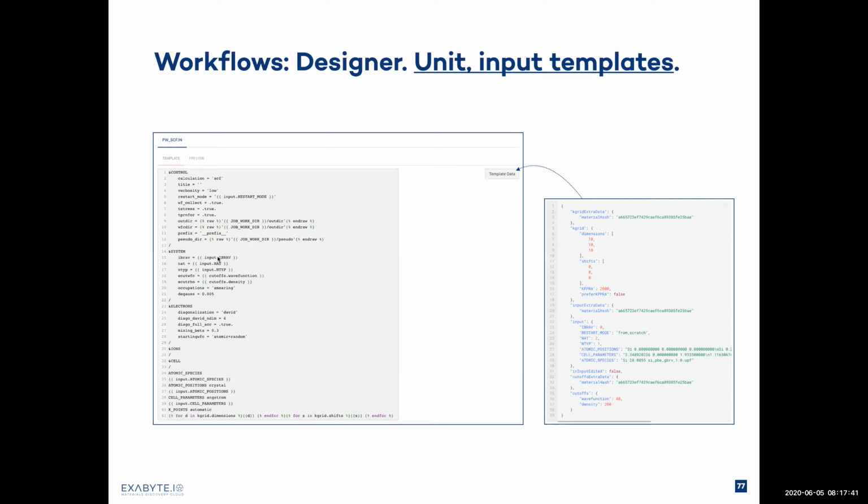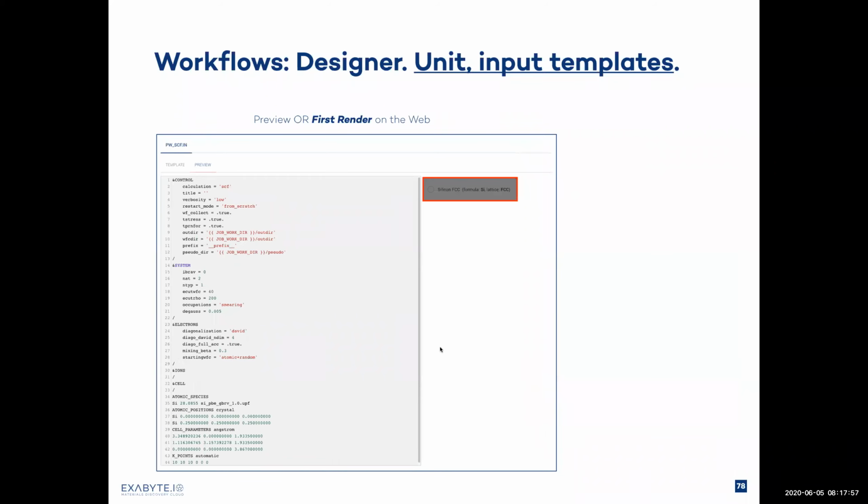For example, if we look at the specific keyword here, ibrav, we can see that ibrav is a Quantum ESPRESSO specific keyword that is populated based on the materials information like this, right? And this is the first render. So to be able to preview the textual content of this file, we have to click the preview tab, and then we will be able to see the actual structural parameters for the material that we preview this template with.